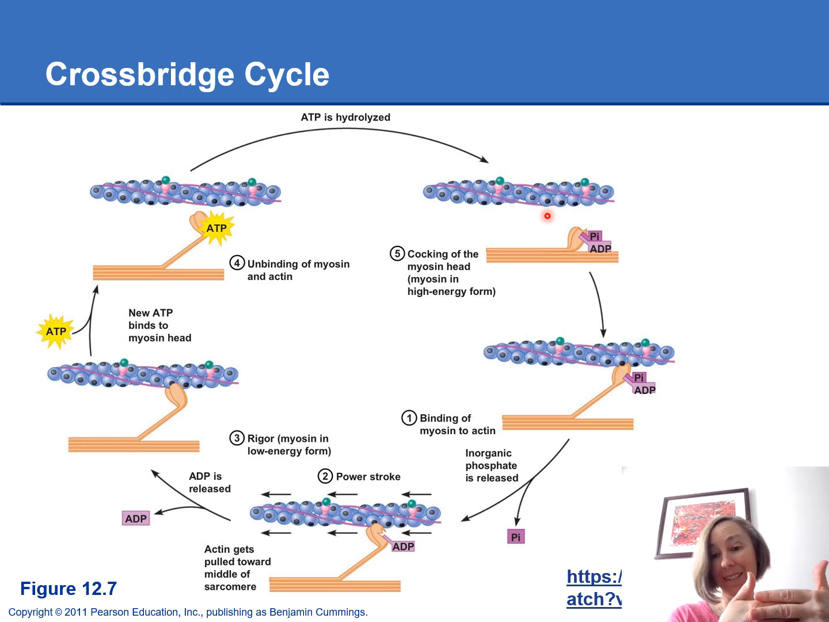But the problem is that because you're dead, you can't produce any more ATP, and your cells don't have stores of ATP in them. And so you're going to be stuck in this rigor step because you don't have ATP to bind to the myosin heads to make them let go of the thin filament. And so you can't relax the muscle at all. They just stay contracted. Okay, so that's rigor mortis.